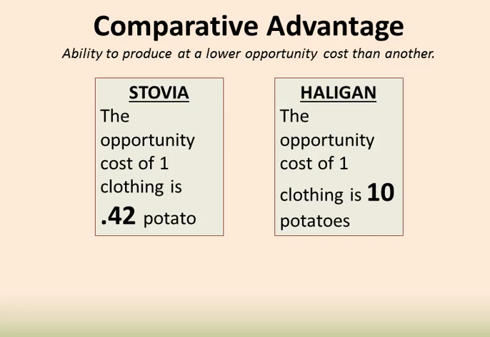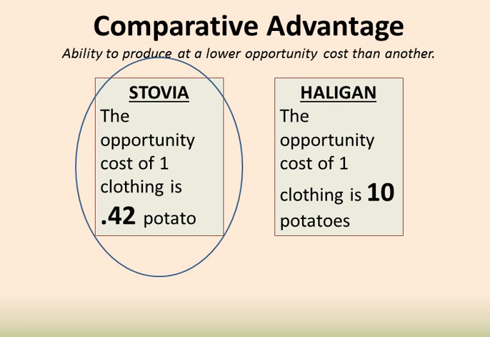Now we want to look and see who should do the clothing, and we put this data together, and we see that the opportunity cost, or the cost in terms of potatoes for creating 1 clothing, is 42 hundredths of a potato bushel for Stovia, and it is 10 potato bushels for Halligan. Clearly, Stovia has the lower opportunity cost for sewing clothing, so Stovia has comparative advantage for making clothing.